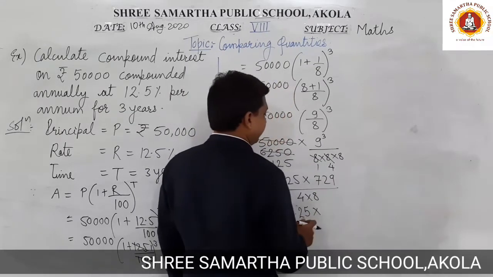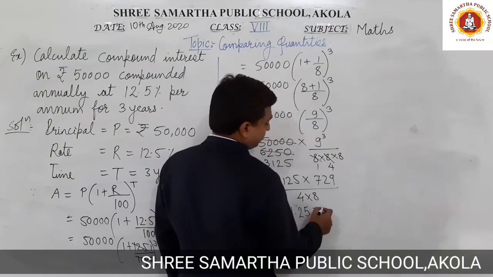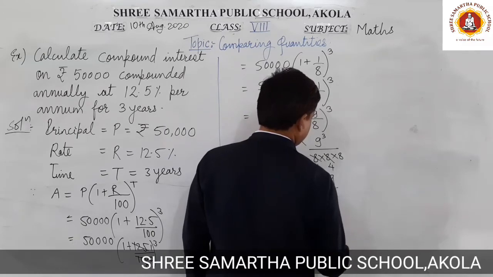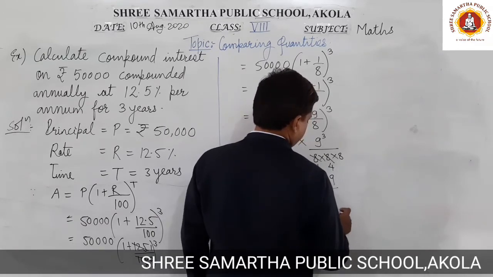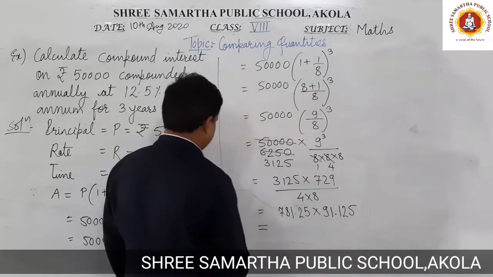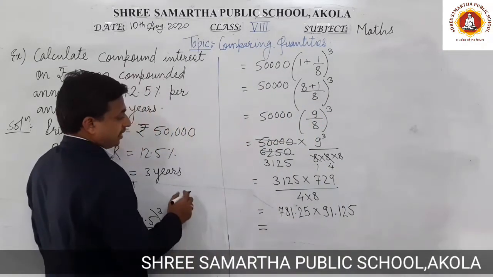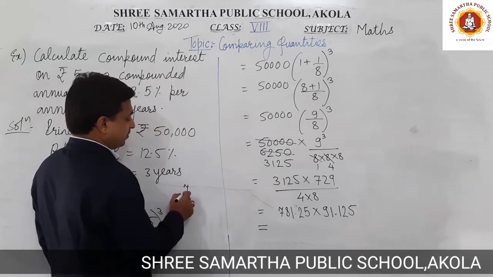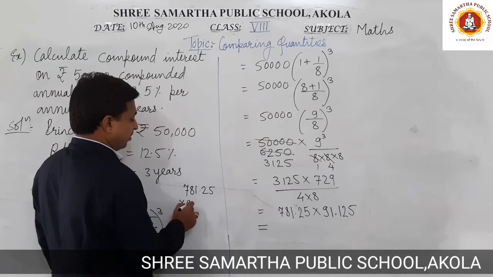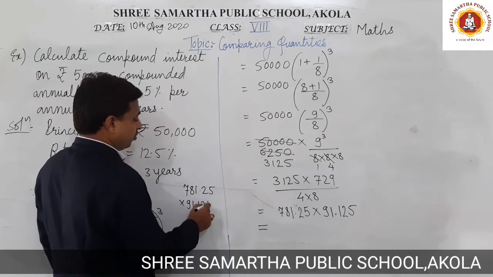Now divide this 729 by 8. Okay, this calculation, and if you calculate this, you will multiply 781.25 by 91.125.